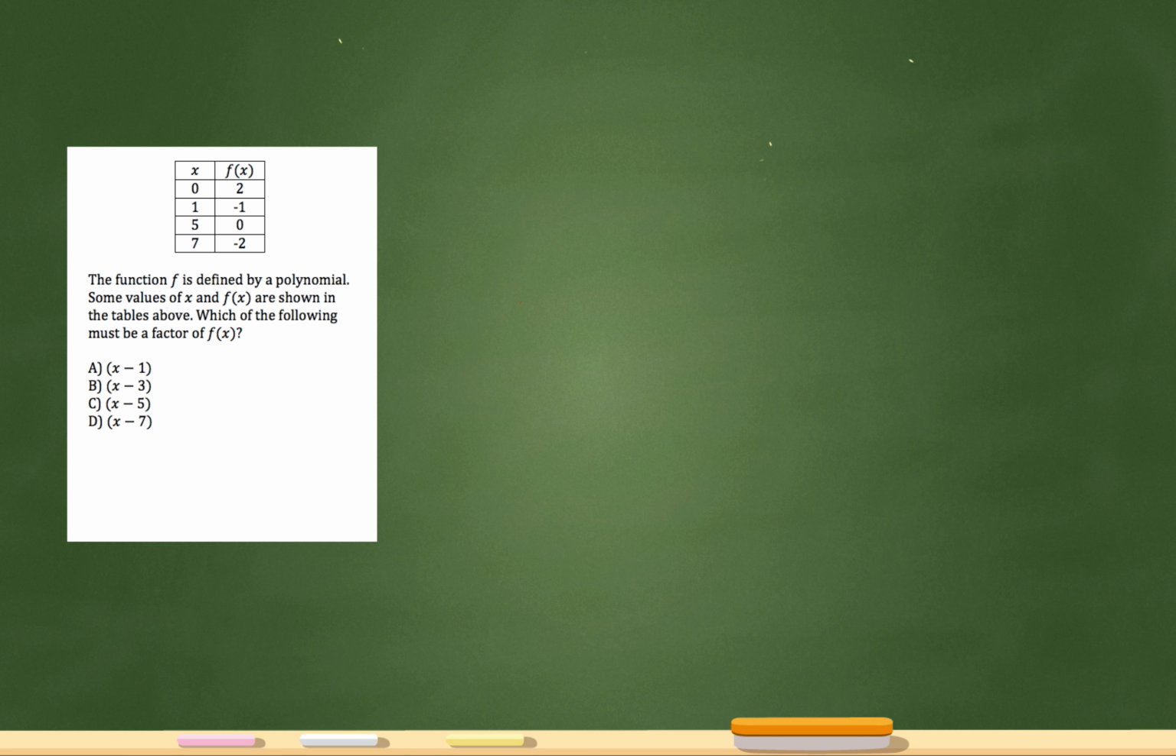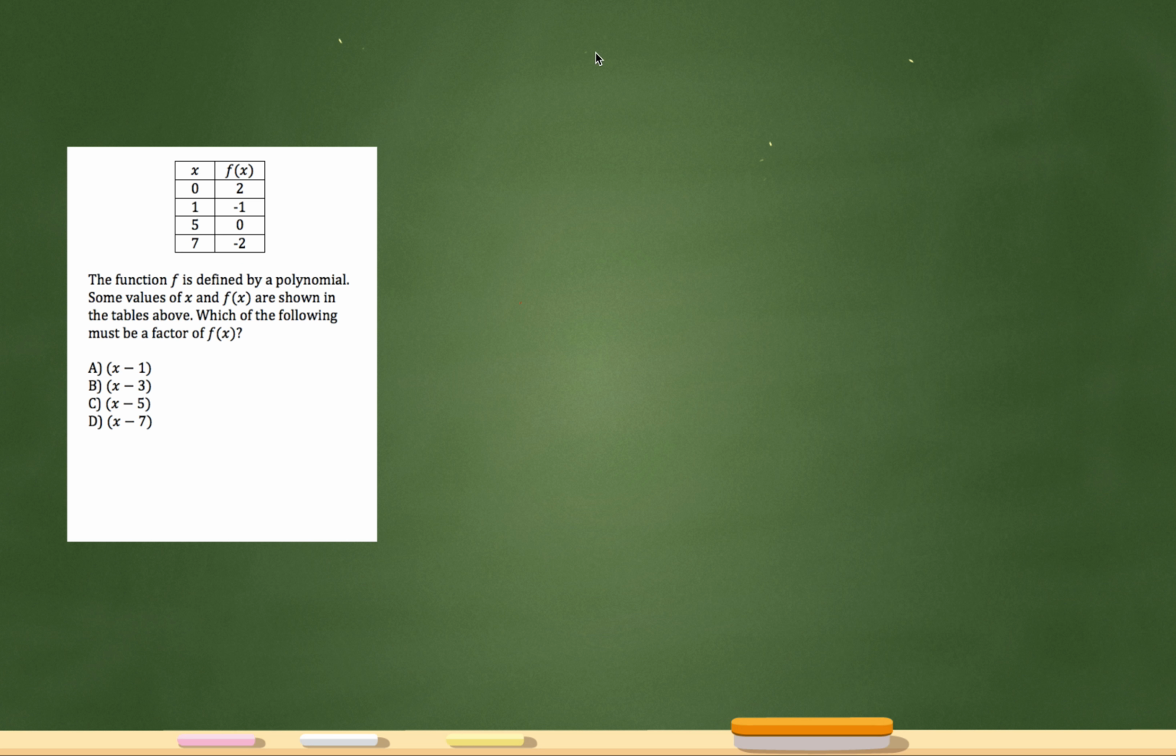So function f is defined by a polynomial. Some values of x and f of x are shown in the table above. Okay, which of the following must be a factor of f of x? All right, on a scale of 1 to 5, definitely level 5. Tough problem, but I think the biggest thing to learn from this is going to be the relationship between polynomials and factors.